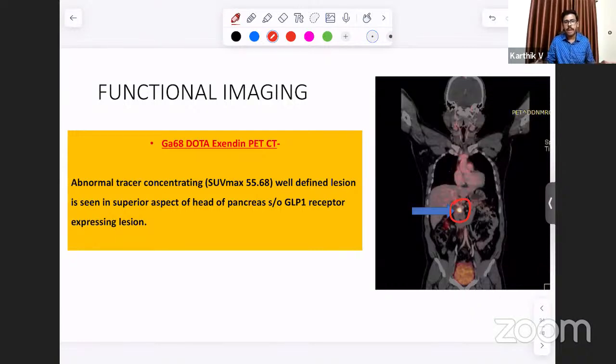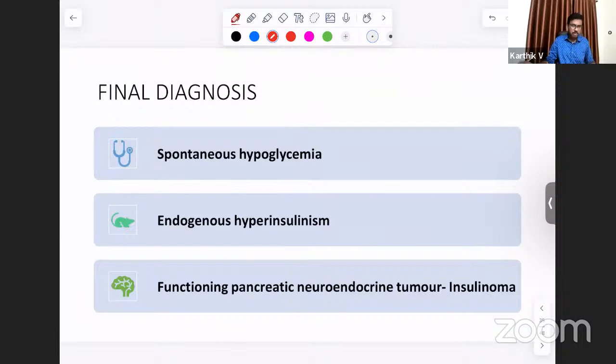So this is how a positive insulinoma lesion would show up in an Exendin PET scan, with a very high uptake of 55 standardized uptake value, 55 SUV max. And this is suggestive of the abundant GLP-1 receptor, suggestive of insulinoma. So the final diagnosis in our patient: spontaneous hypoglycemia with endogenous hyperinsulinism caused by a functioning pancreatic neuroendocrine tumor, insulinoma, as confirmed by the Exendin PET scan.